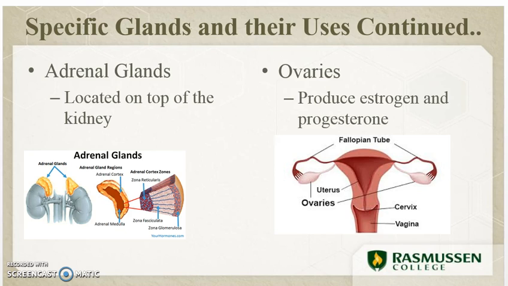Ovaries are the primary reproductive organ of the female body. They produce both estrogen and progesterone. These hormones promote growth, development, and maintenance of secondary female sex organs and characteristics, which include sexual desire, body hair growth, breast development, and the feminine body features.